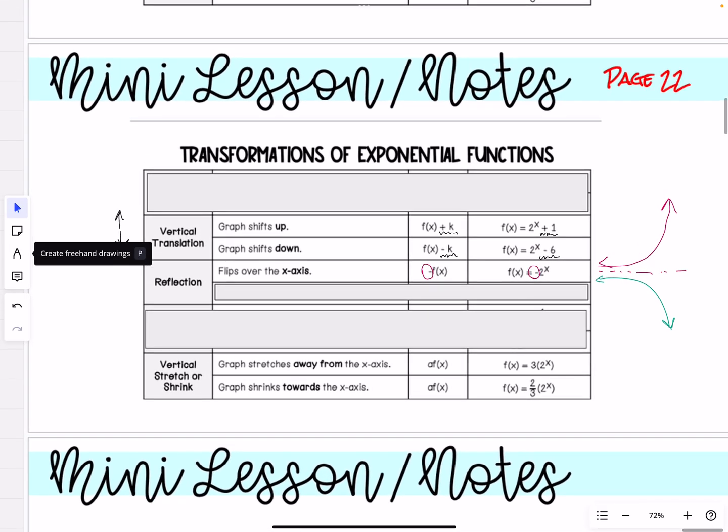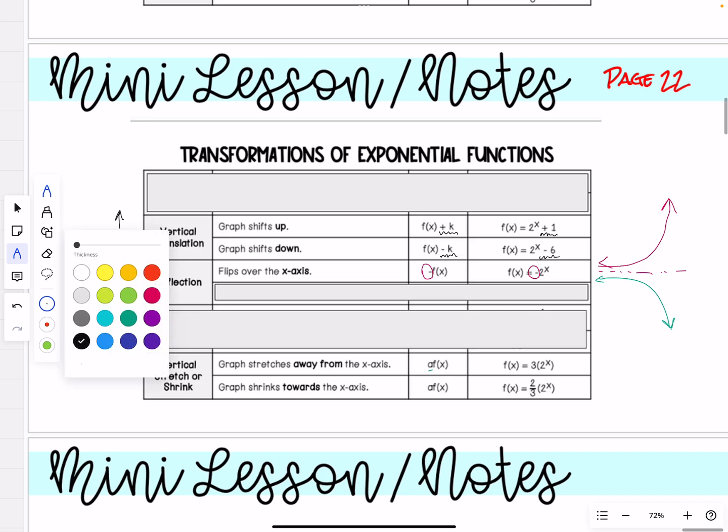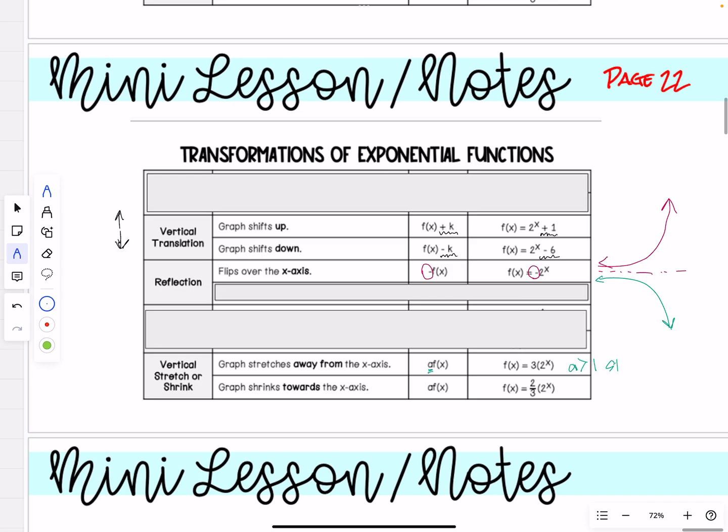And then the last thing is when we have some a value. That a value is going to stretch or shrink your parent graph, okay? So if that a value is larger than 1, it's going to stretch it. So that 3 value here is going to stretch your exponential function. And if it's less than 1, like this 2/3, it is going to shrink our exponential function.